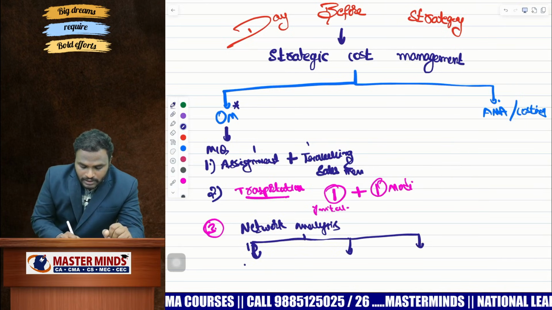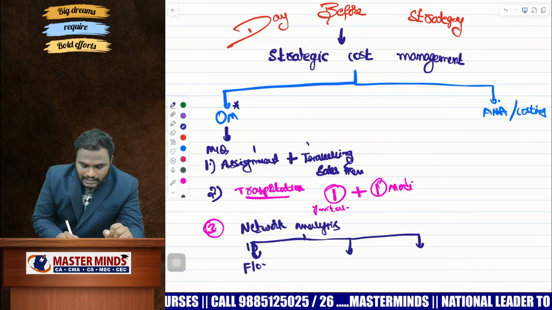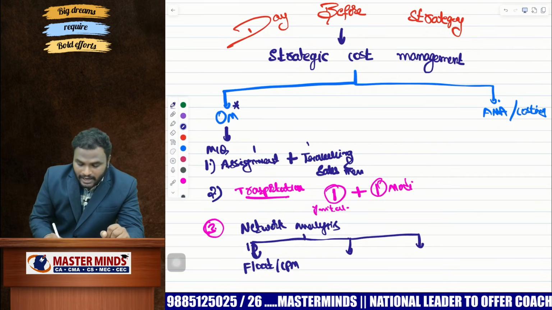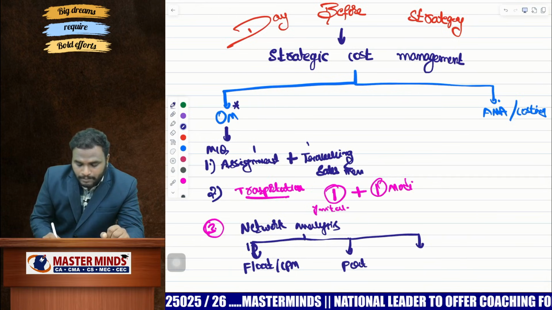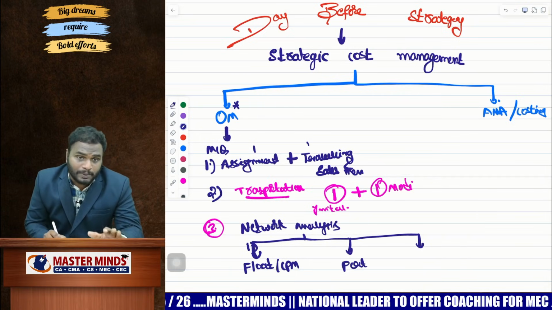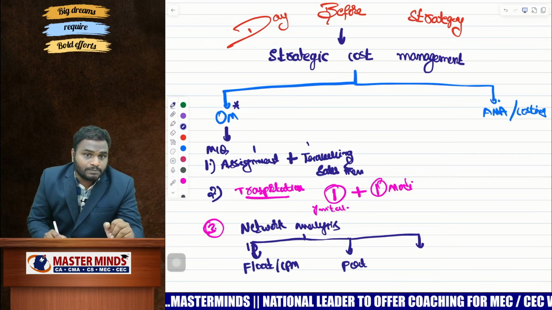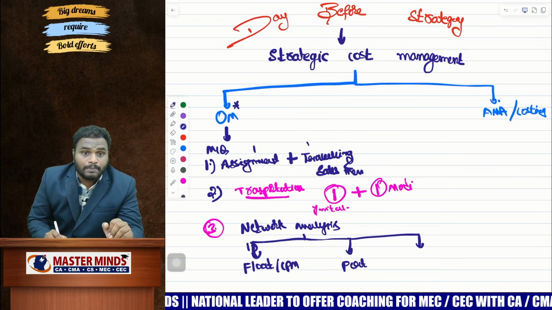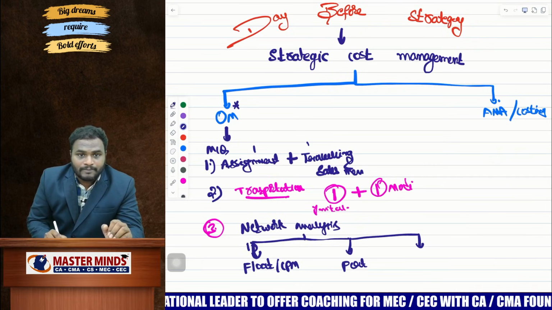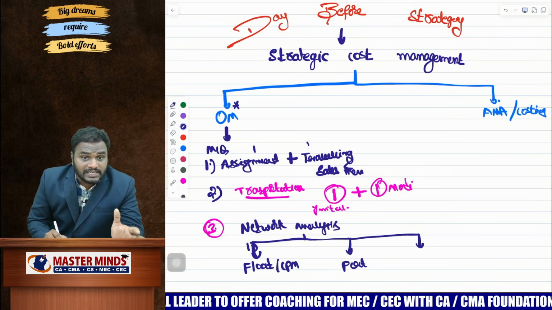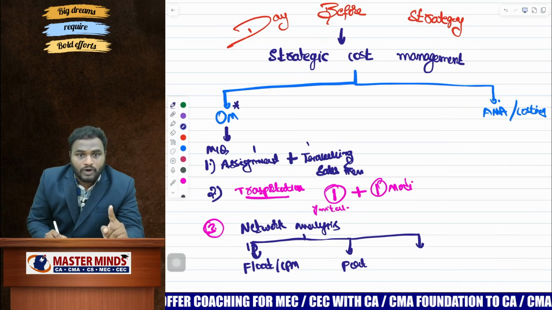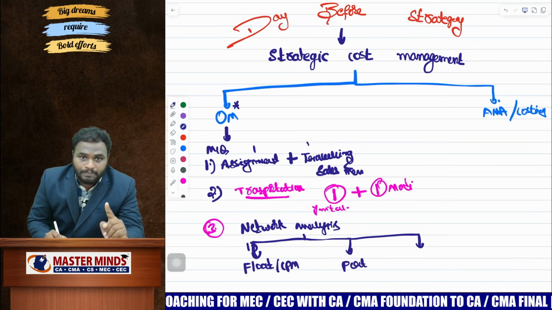One is floats calculation and identification of the critical path. Another is the PERT problem, where you have to find the expected duration. There is a formula for expected duration: TP plus 4TM plus TO divided by 6. And there is also a formula for variance calculation: TP minus TO divided by 6, whole square. You have to solve one problem from the area of PERT.